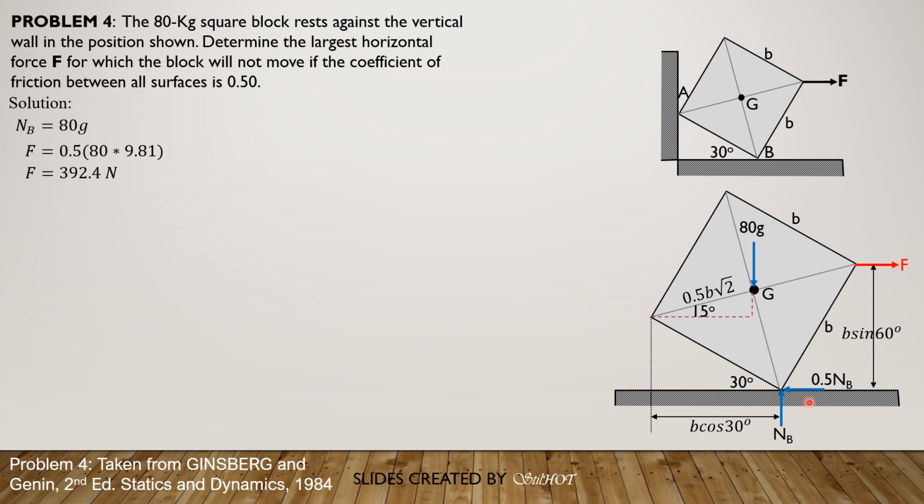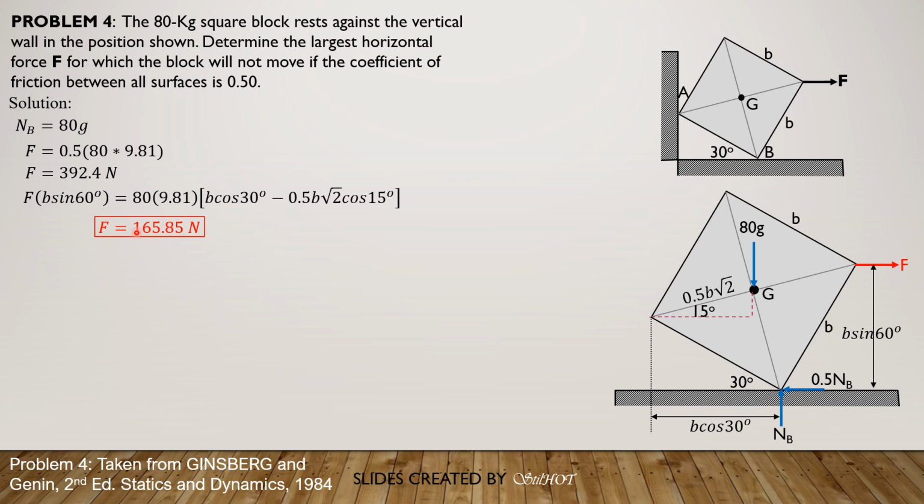Then for tipping to occur, the moment of F about B must be equal to the moment of 80 times G about B also. So F times B sine 60 degrees is equal to 80 times 9.81 times quantity B cosine 30 minus 0.5 B square root of 2 cosine of 15, this horizontal distance here. So we can cancel out B, then we can now solve for F. F is equal to 165.85 newtons. So that's it.